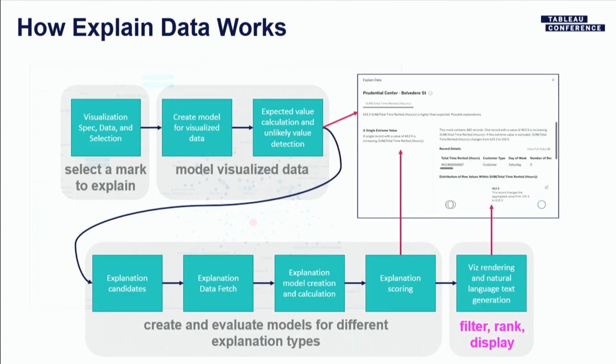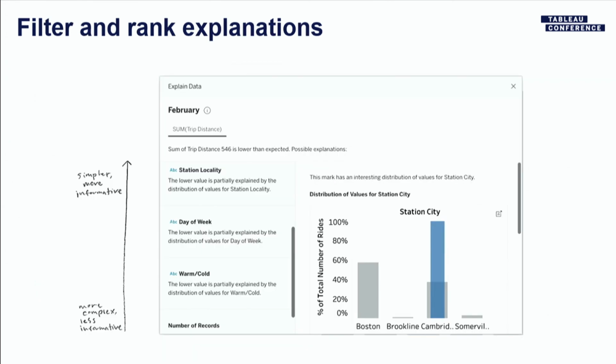So we've selected a mark to explain, we've modeled the visualized data, we've created and evaluated models for different explanation types, and now we have a list of candidate explanations. The next thing that we're going to do is to filter and rank those and then display them.